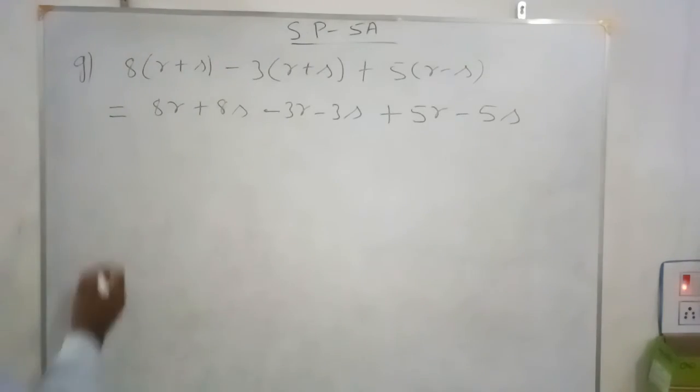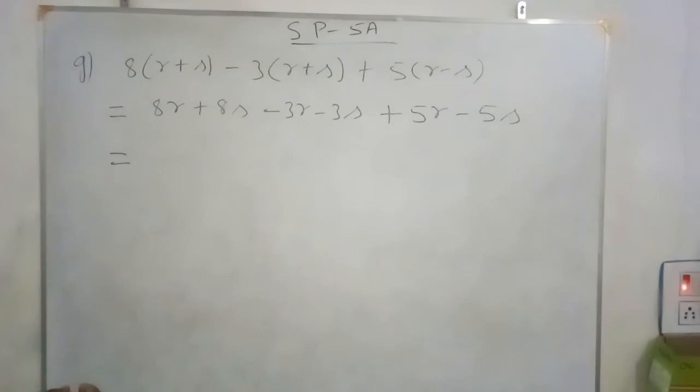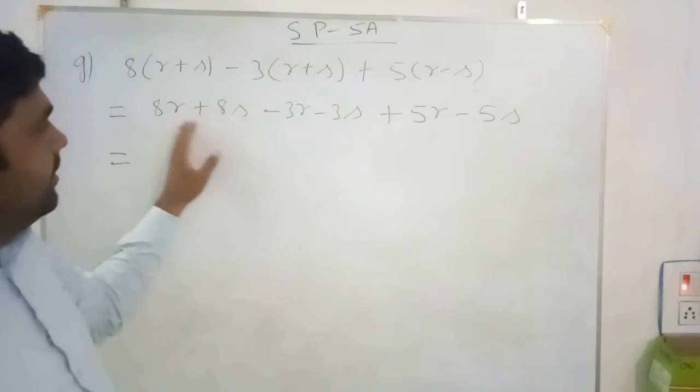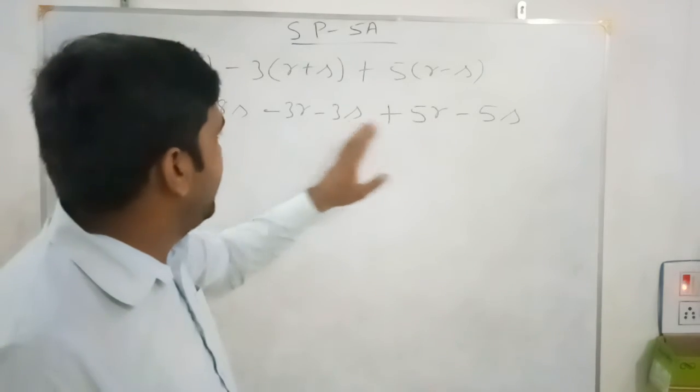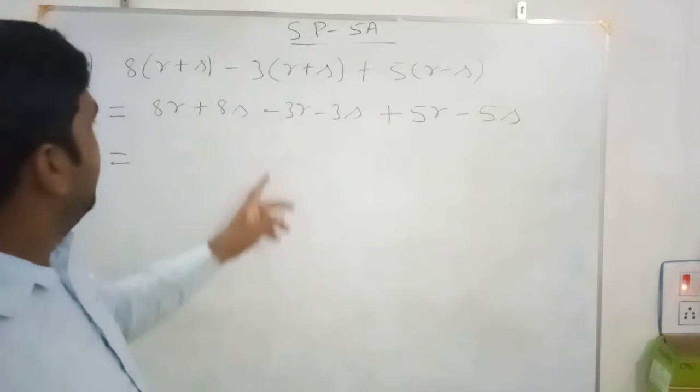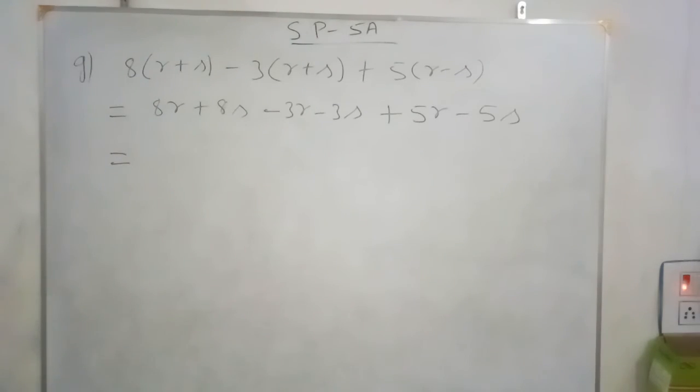Now we add all the like terms. So here in this expression we add all the like terms. So what are the like terms here? You will find 8r, minus 3r and 5r are the like terms. 8s, minus 3s and minus 5s are the like terms. So we can make a group of the like terms. Now in this expression, how do we write the like terms? See how we can write.